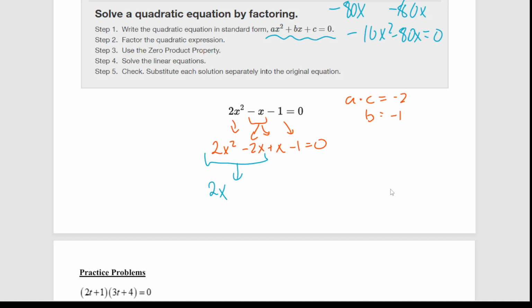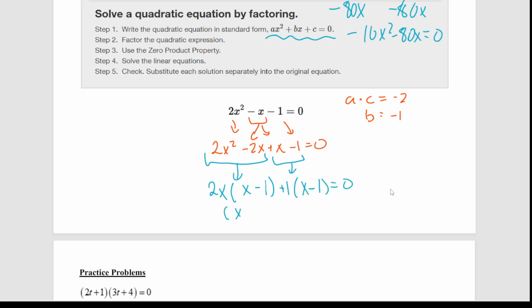This first group has a greatest common factor of 2x, so I'm going to pull out 2x. 2x squared divided by 2x leaves us with x. Negative 2x divided by 2x leaves us with negative 1. The next one has no non-trivial greatest common factor, so its greatest common factor is simply 1.